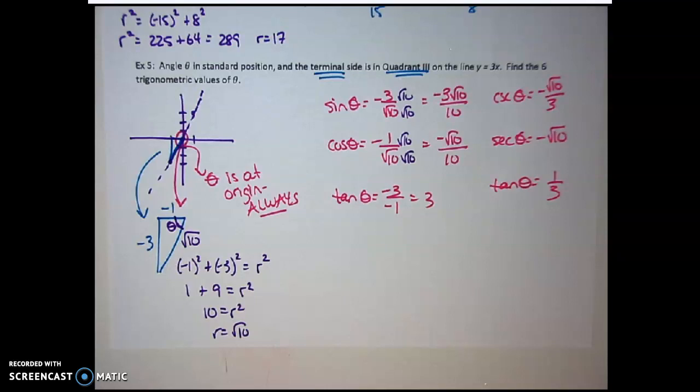So I graphed the line y equals 3x. It goes to the origin, and I picked the most convenient point, which would be the first point down in the third quadrant. And then I found, using the Pythagorean theorem, what my radius would be. Keep in mind your theta is always at the origin. And then those are your 6 trig functions.